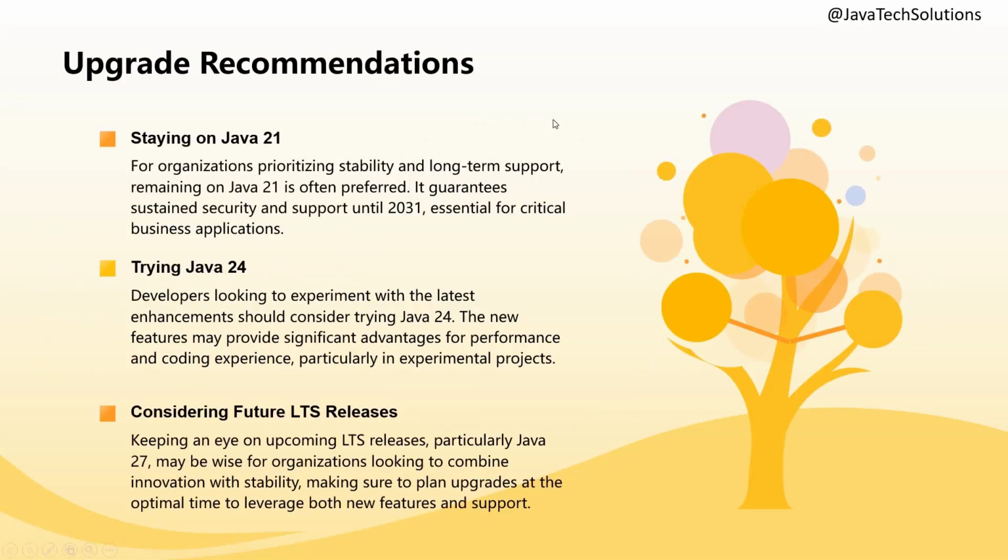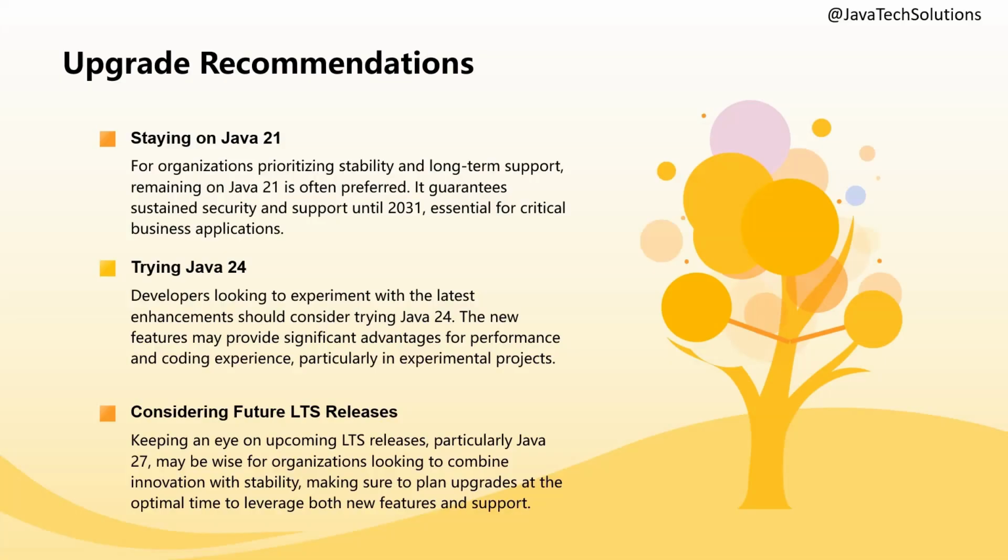Okay, so if you are trying to upgrade to Java 24, there are some recommendations. For organizations that prioritize stability and long-term support, remaining on Java 21 is often preferred because it guarantees sustained security and support until 2031, essential for critical business applications. If you want to experiment with the latest enhancements, you should consider trying Java 24. The new features may provide significant advantages for performance and coding experience, particularly in experimental projects.